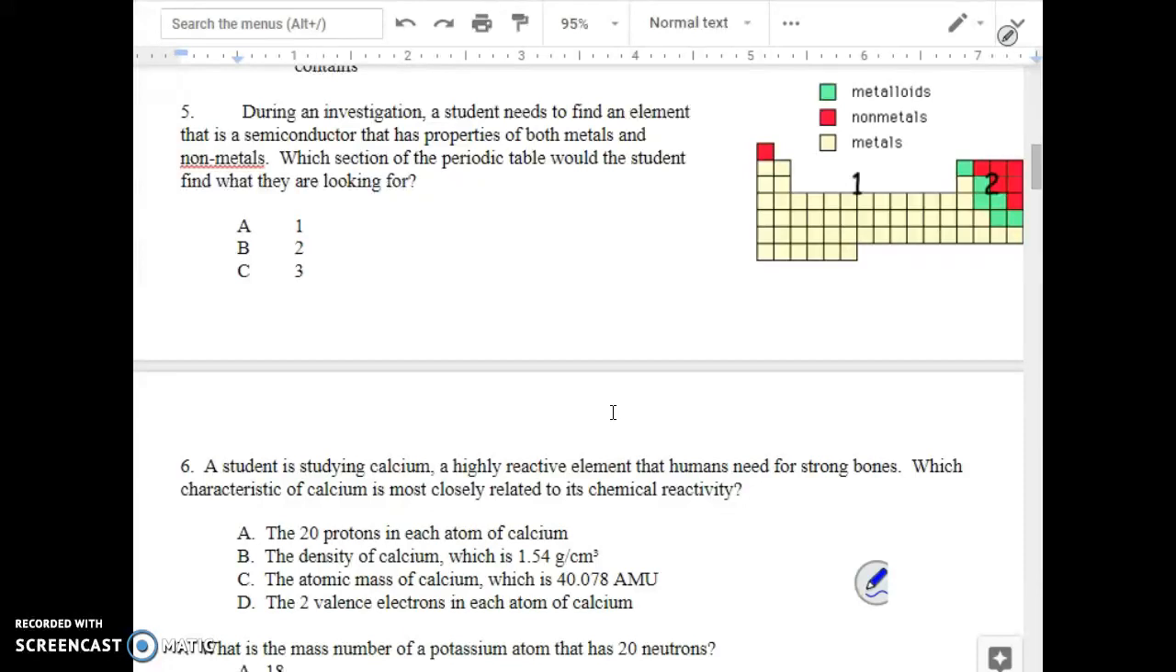During an investigation, a student needs to find an element that is a semiconductor, so that's a good clue, and has properties of both metals and nonmetals. Okay, so already, hopefully you know that a metalloid is a semiconductor, meaning that it can conduct heat and electricity at specific times. Not as great as metals, but not as bad as nonmetals. So metalloids are found along the stair step over here. So that is going to be in our section number 2. Plus, it says so on our little key right up there. All right.